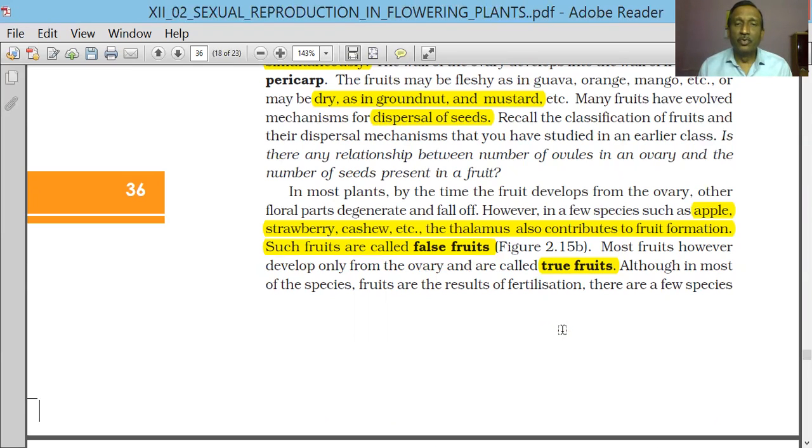Let us talk about how, in most plants, by the time the fruit develops from the ovary, the floral parts degenerate. What degenerates? Sepals fall, petals fall, stamens also fall. The stigma and style also degenerate. The ovary will develop into fruit and the ovule will develop into seed, and these are the only two important parts which remain later on. In some cases, you will find even the sepals are there. So they are persistent sepals, as most commonly in the potato family.